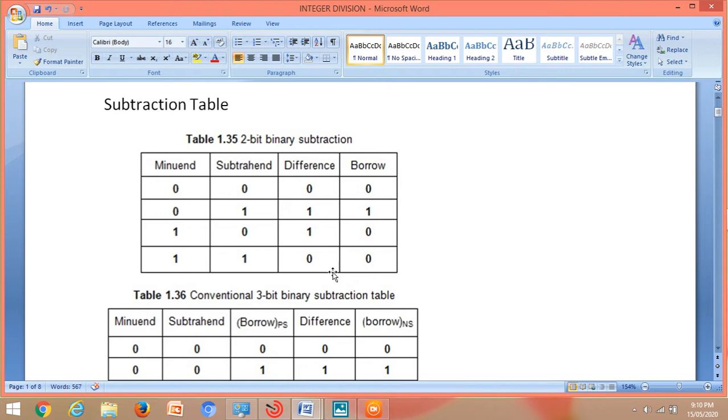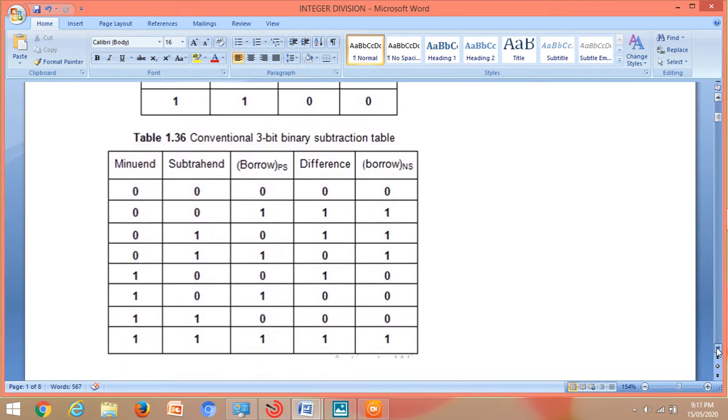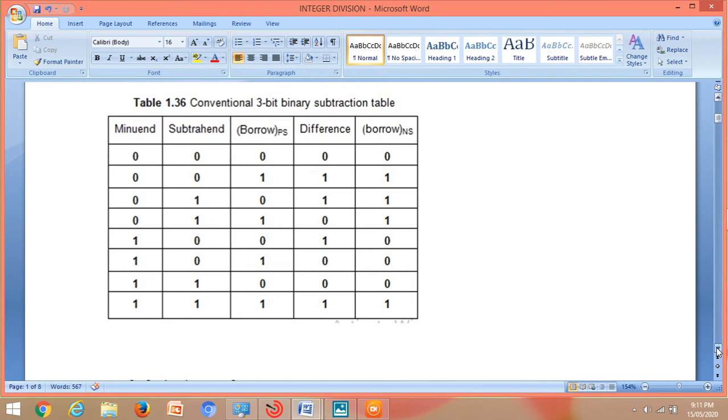So this table is quite simple. The only thing is 0 minus 1, where the answer is 1 and borrow is also 1. Let us go to the second table, in which we consider the borrow ahead concept. This is a conventional 3-bit binary subtraction table. We have the first number as the minuend, the second number as the subtrahend, and the borrow that we subtract from the answer. Let us see the first row.